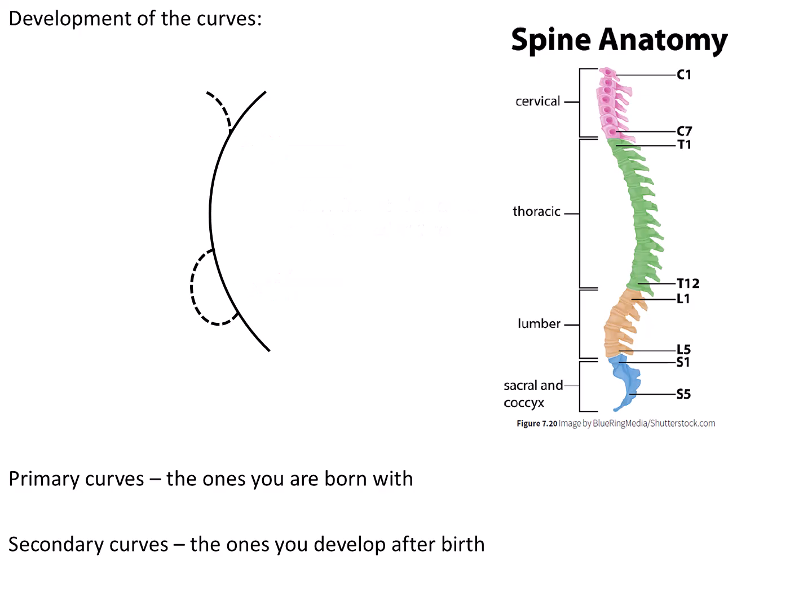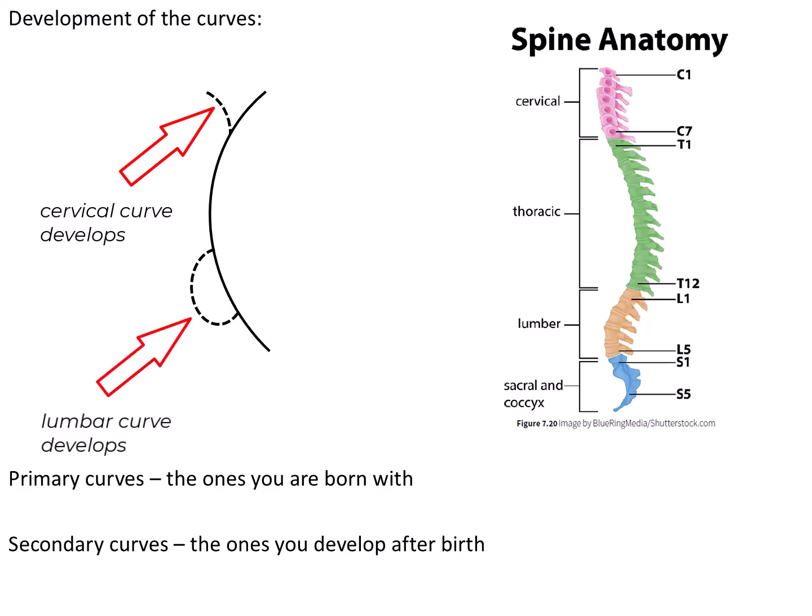After a few months, when the infant can hold its head up, that means the cervical curve has developed, and the lumbar curve will develop, allowing for standing and walking a little later on. These are considered secondary curvatures because they develop after birth. They are also known as compensation curves because these will support the weight of the head while holding the head up and the weight of the body when standing or walking.